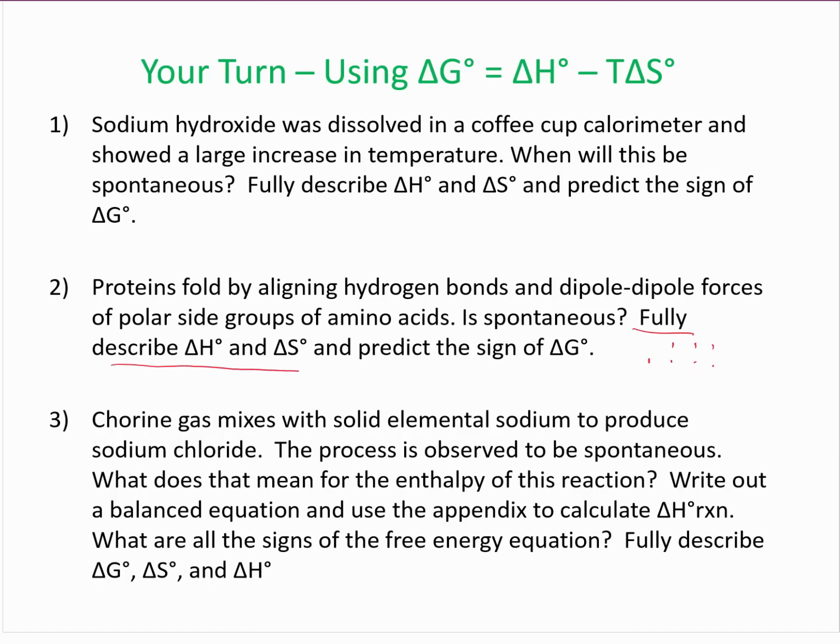So fully describe delta H and delta S and predict the sign of delta G. Is it spontaneous? Is it always spontaneous, or when would it be spontaneous? Or is it always non-spontaneous? So which case is it for number 2? And then for number 3, which case is this? This one actually asks you to predict delta H reaction and also look it up in the appendix and calculate it. So remember, you have to write a balanced reaction and then look up these values in the appendix and calculate it. Okay, so that's the end of our tutorial.